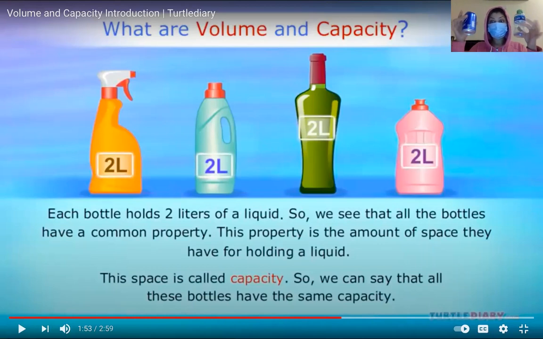So if they have different shapes like this, but they can hold the same amount of water or liquid, like 330 in each one of them, this is called the capacity of each one of them. The capacity of each one of them is to carry, although they look different. Can you see, guys? Each one of them looks different, okay, but each one of them can carry 330.